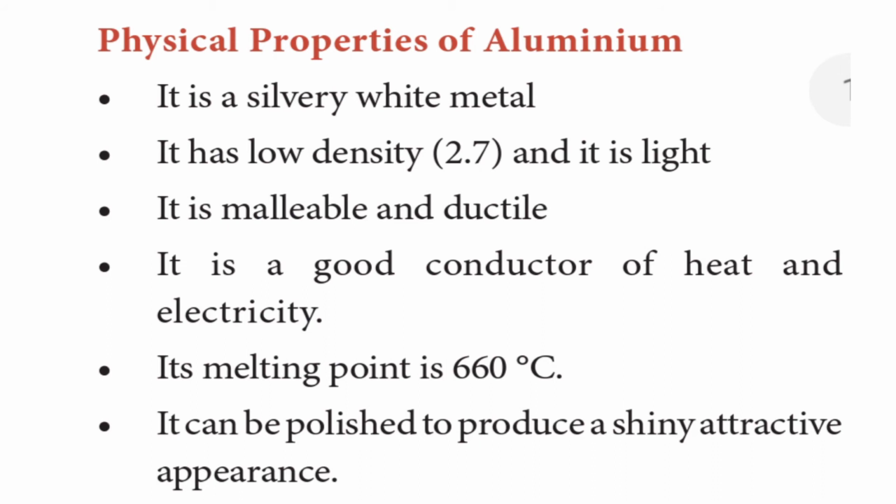They may ask this in 4 marks or 2 marks. So first is silvery white metal, low density and light, 2.7, malleable and ductile, good conductor of heat and electricity. Melting point is 660 degrees Celsius, and it can be polished to produce a shiny attractive appearance.